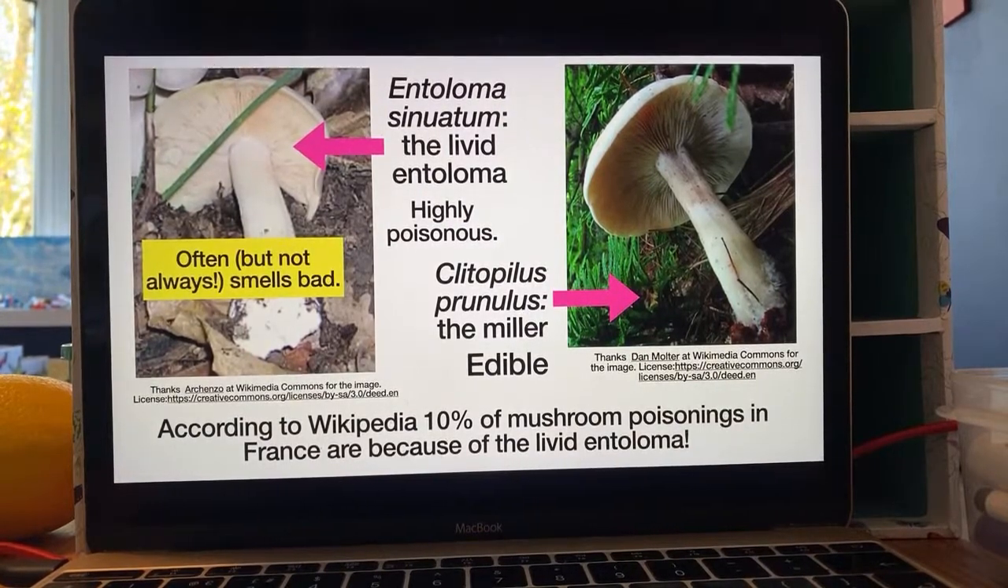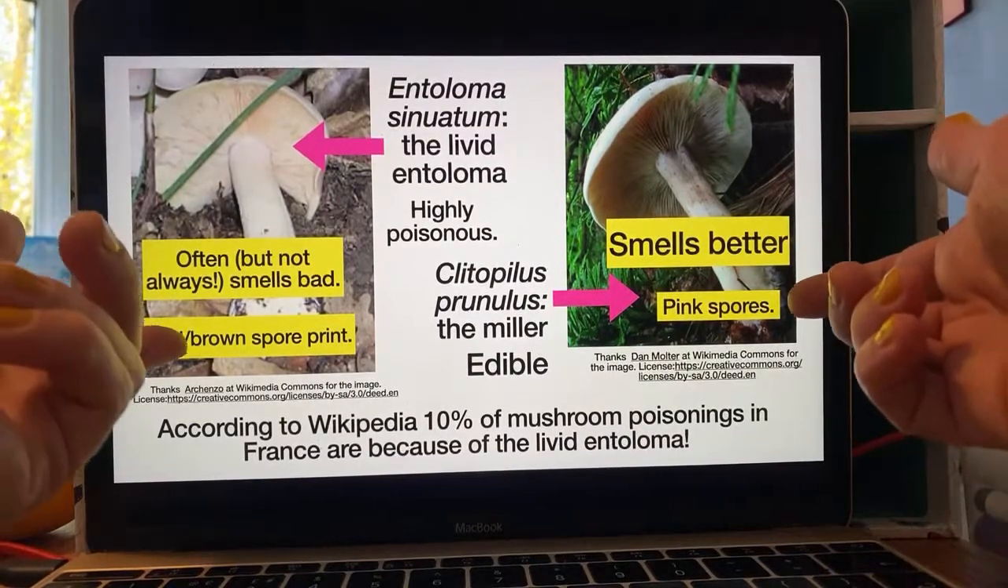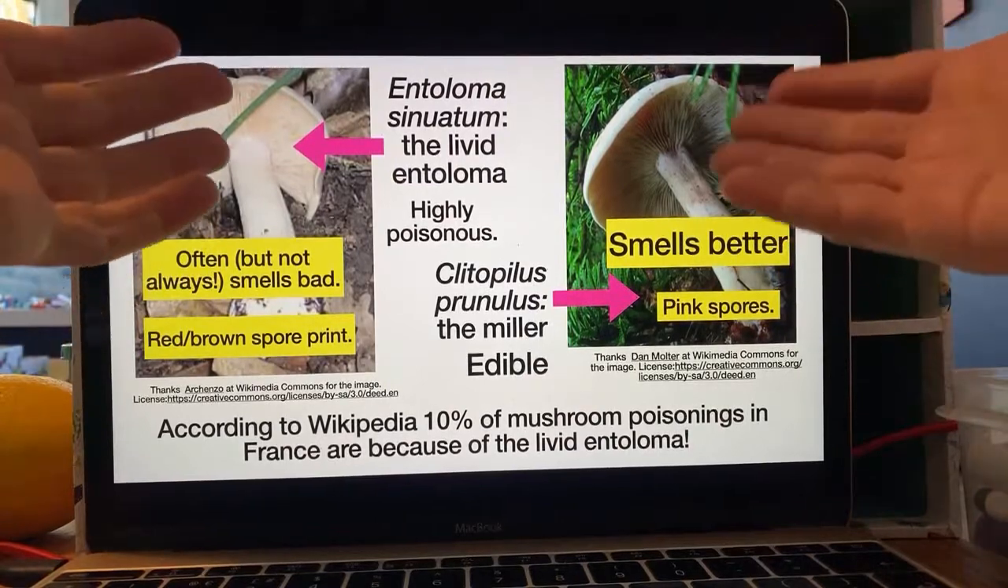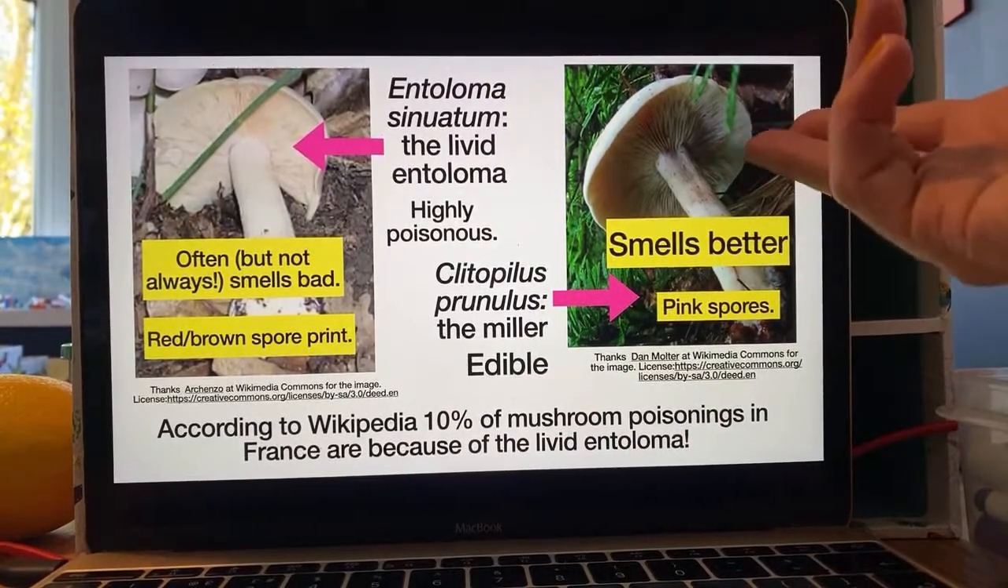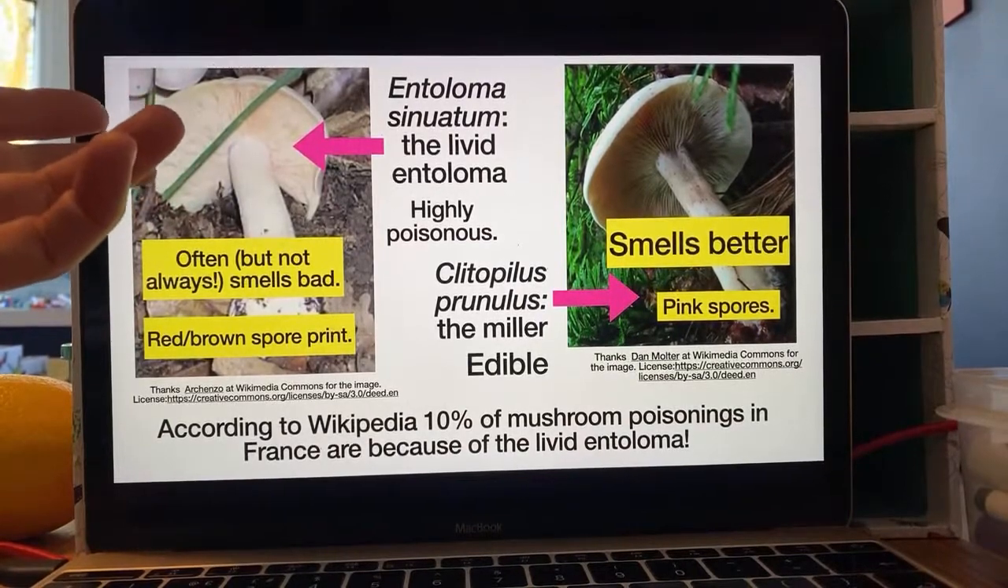One of the ways you tell the difference is the smell. Often the livid entoloma smells really bad. It also has a red and brownish spore print, whereas the miller smells better and has pink spores. Obviously pink and reddy brown, they're not wildly different colours, are they? And sometimes the miller apparently smells like flour. I guess that's why they called it the miller. But sometimes the livid entoloma can smell like flour as well.